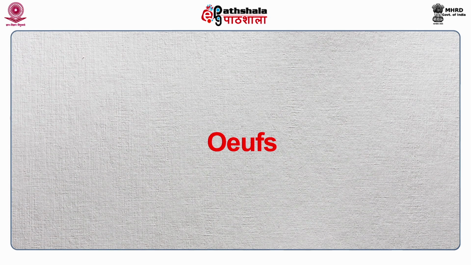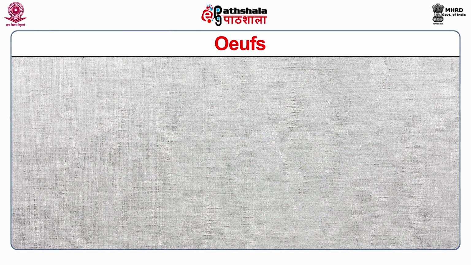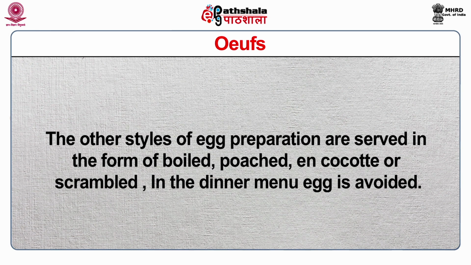The third course is oeufs. It consists of all types of egg preparations. The most popular egg item is omelette. The other styles of egg preparation are boiled, poached, en cocotte, or scrambled. In the dinner menu, egg is avoided.